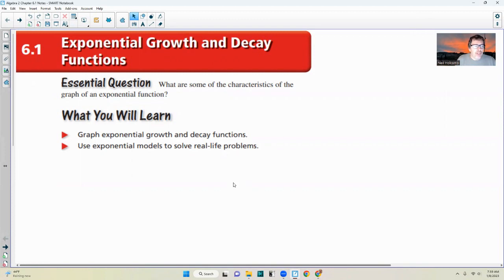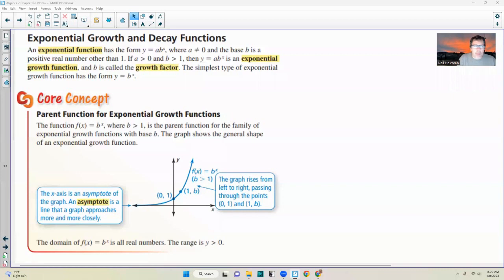So what you will learn in this chapter is graphing exponential growth and decay functions and using exponential models to solve real-life problems. So let's take a look.